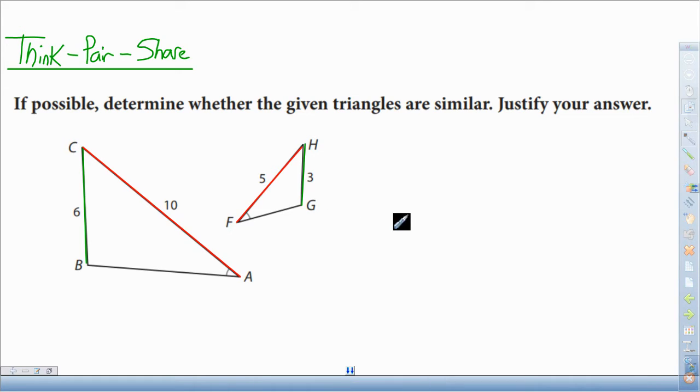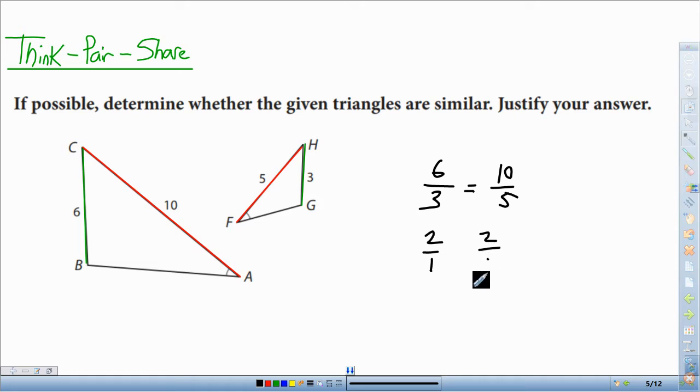So I'm thinking on these triangles, I have two sides and an angle on both of them. So my first thought is, I'm potentially doing side angle side on these. And if I were to make a ratio of these side lengths, I could probably do this in my head. 6/3, does that equal 10/5? Yeah, these are going to reduce down to 2/1. So that does work. Can I say these are using side angle side?